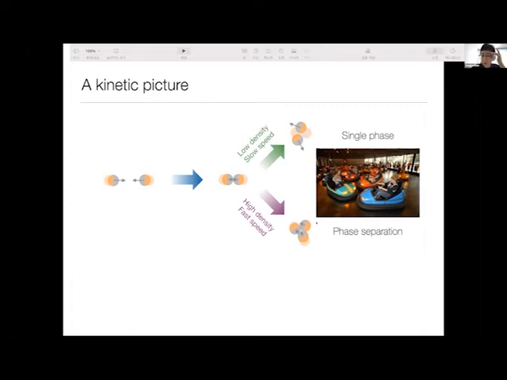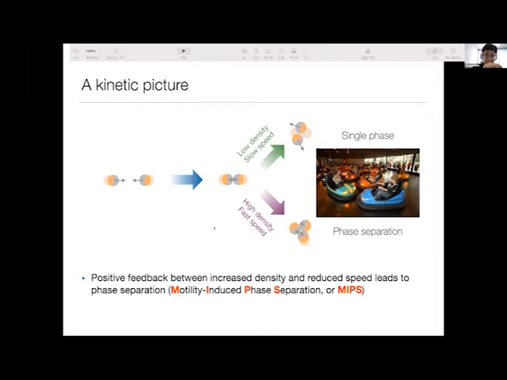So basically what is happening in this active system is this kind of clustering behavior, and this is a kinetic, intuitive way of understanding this phase separation behavior. Indeed, there is a positive feedback between increased density of particles and reduced effective speed of particles. When the density is high, the particles tend to get stuck together, the effective velocity decreases, and it takes time until a particle escapes the cluster. This acts as a sort of effective attraction between particles, and that gives rise to phase separation. This is called motility-induced phase separation, a really standard terminology in the discipline of active matter, also called MIPS for short.